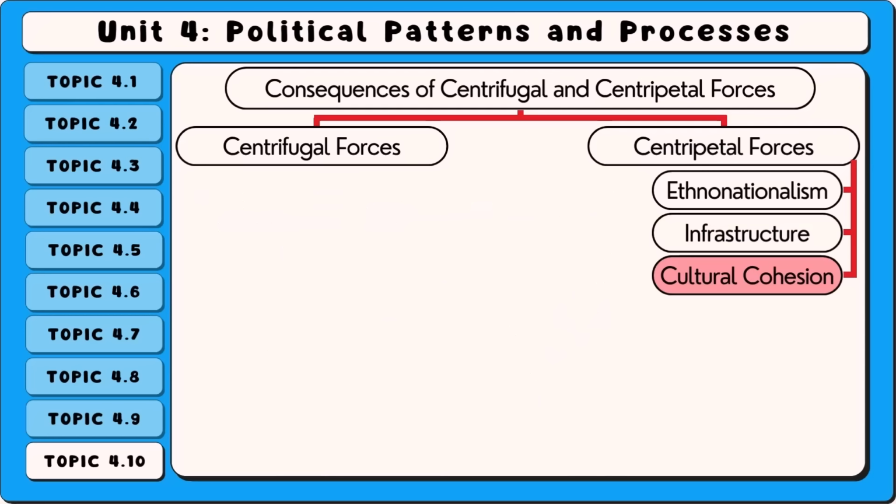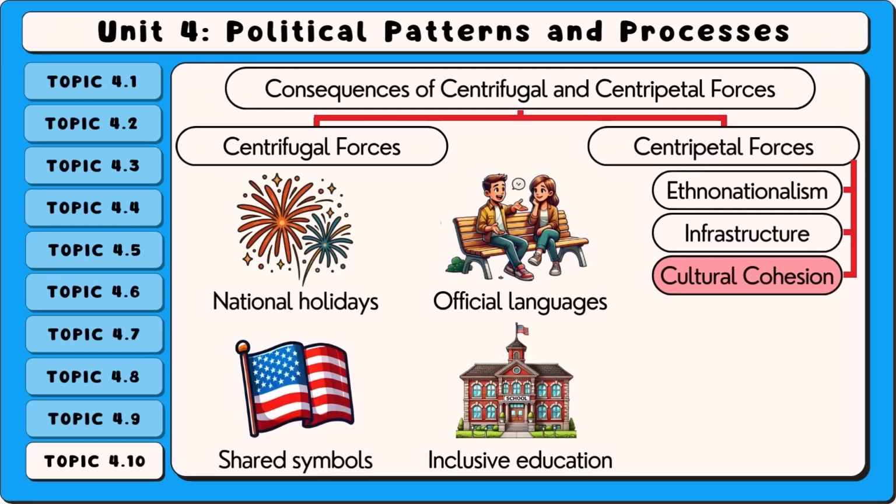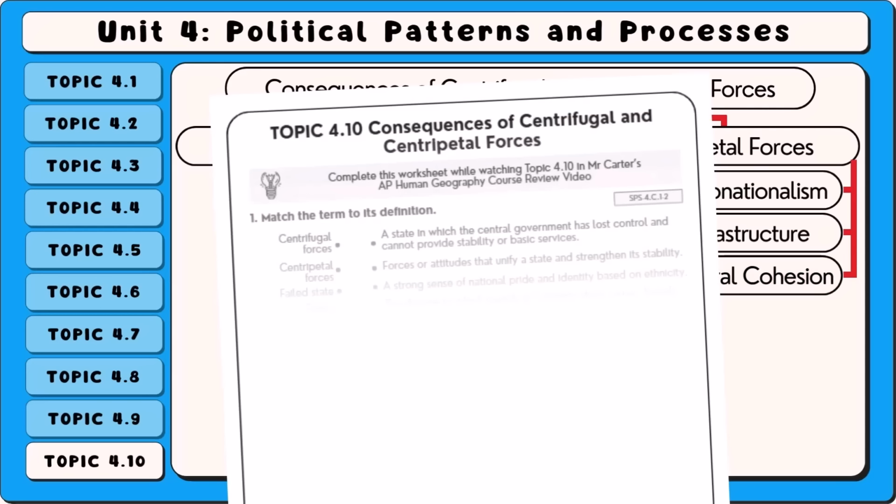The third consequence is increased cultural cohesion. Governments can promote unity by supporting national holidays, official languages, shared symbols, and inclusive education. These efforts help people from different backgrounds feel like part of a single national community. And with that, we've come to the end of this lesson.